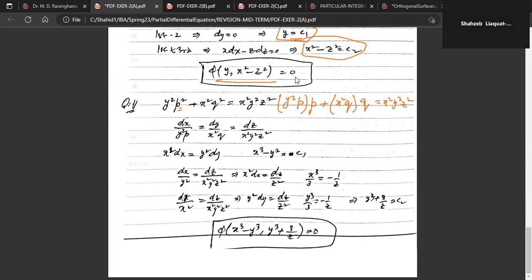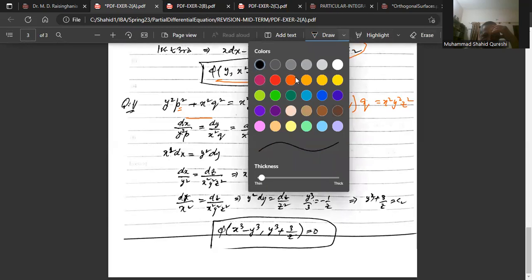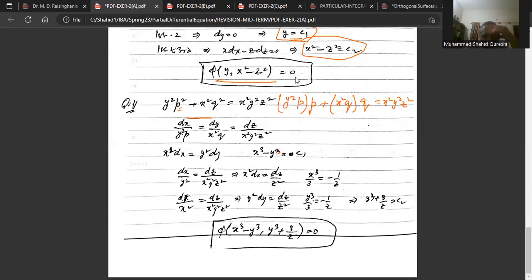Now we see that in the first pair, q can be cancelled, so that it is x square dx is equal to y square dy. That gives me x cube minus y cube as the first solution curve.